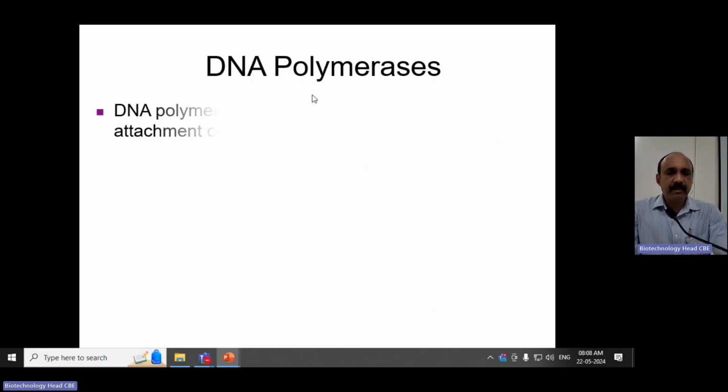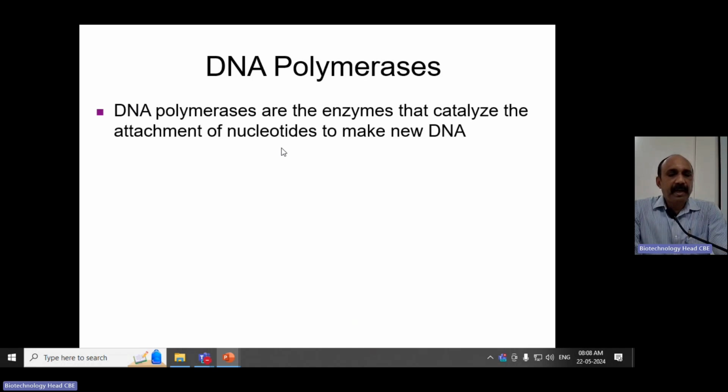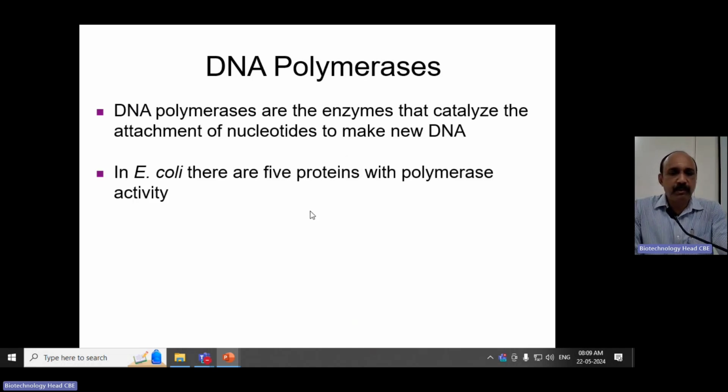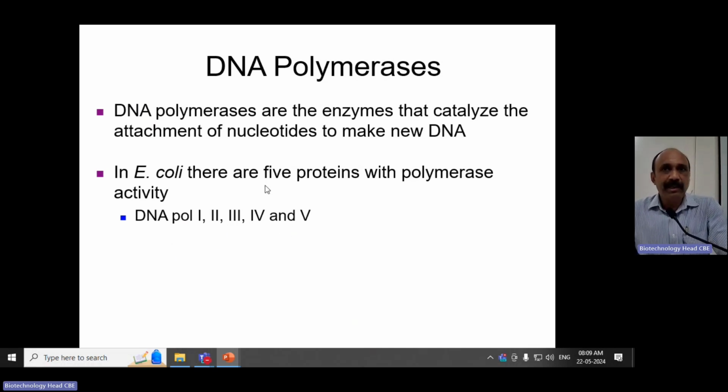So the DNA polymerases in the bacteria are the enzymes that catalyze the attachment of nucleotides to make the new DNA. And there are 5 proteins with polymerase activity: DNA Pol 1, 2, 3, 4, and 5. So this is in E. coli, right?